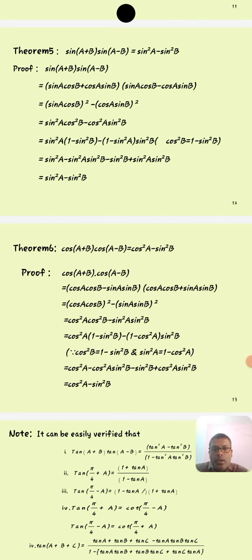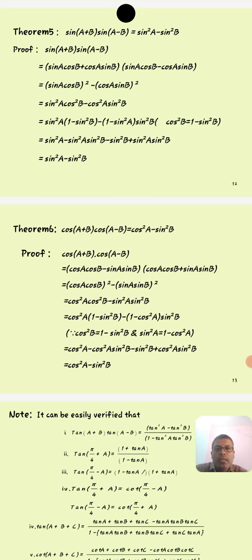Proof: cos of a plus b into cos of a minus b. Here also we apply the same formula. Cos of a plus b formula is what? Cos a cos b minus sin a sin b. Cos of a minus b formula is what? Cos a cos b plus sin a sin b. Now we have to multiply both, a minus b into a plus b, a square minus b square. The same formula you apply as in the before problem. Cos a into cos b whole square minus sin a into sin b whole square.